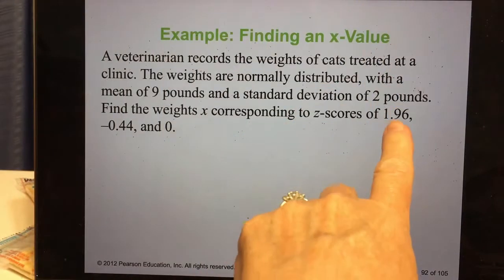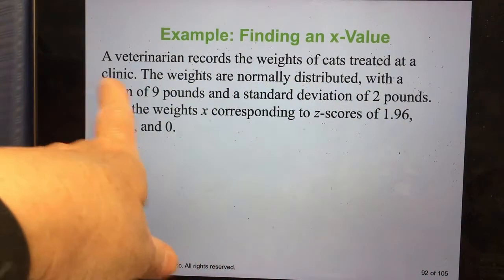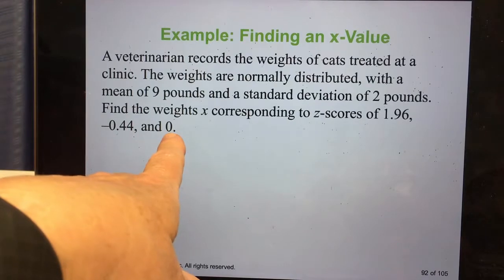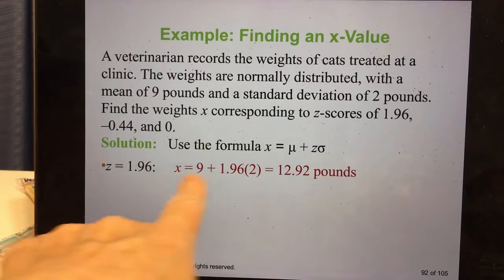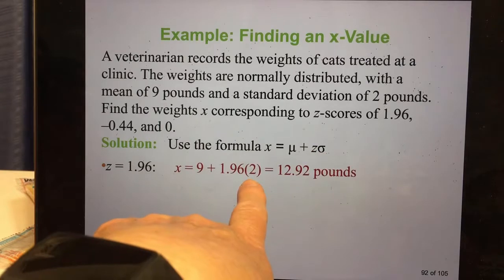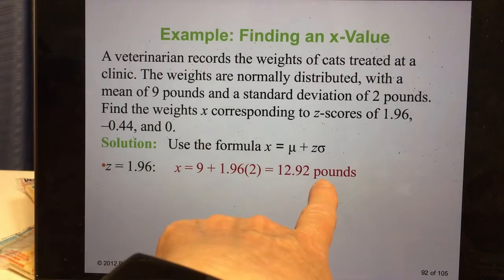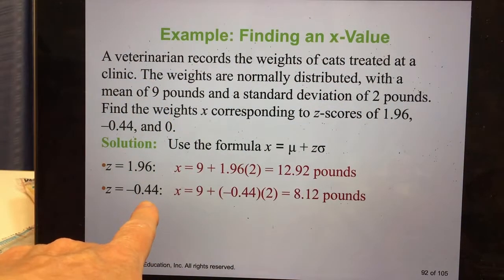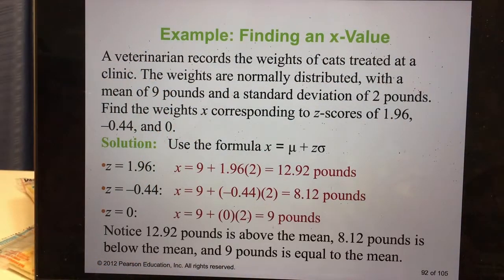Now, the 1.96 is to the right of the mean, the negative 0.44 is to the left of the mean, and the 0 z-score is exactly the mean. So the 0 should be right at 9, shouldn't it? But we're going to use the formula on each one of these. There's the formula. We plug in the z-score of 1.96 where the sigma is, and the sigma was 2. Then we end up getting 12.92 pounds, which is bigger than the 9-pound mean. The second one should be lower because it's to the left, and it's 8.12, which is lower than the 9-pound mean. The last one should be exactly equal to the mean, and it is.